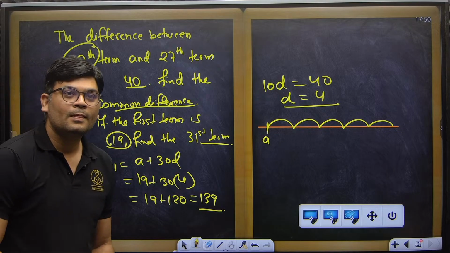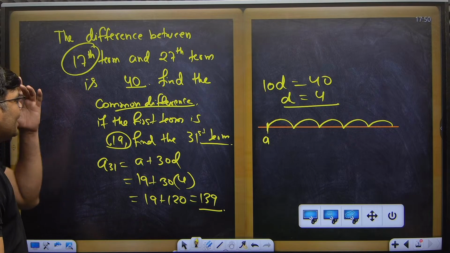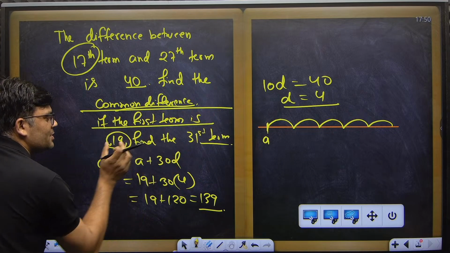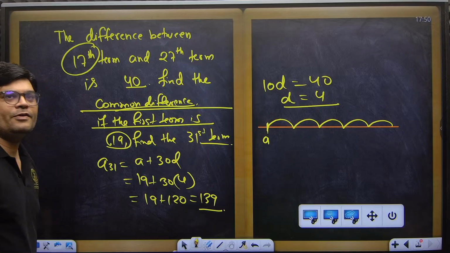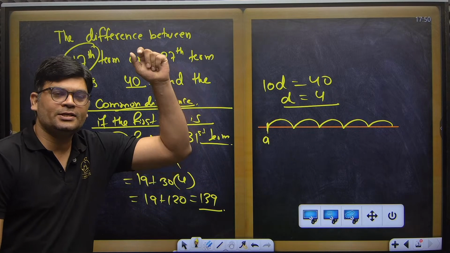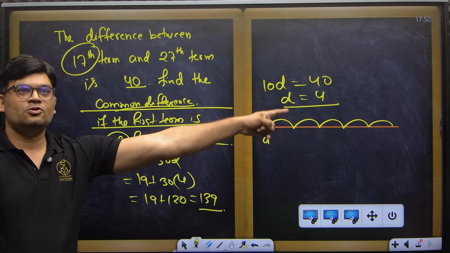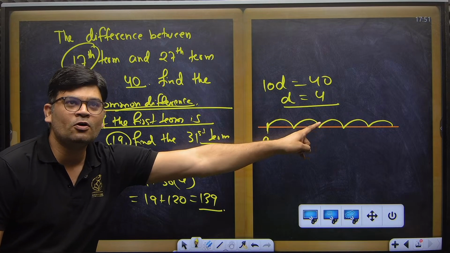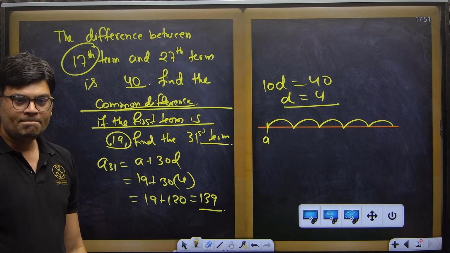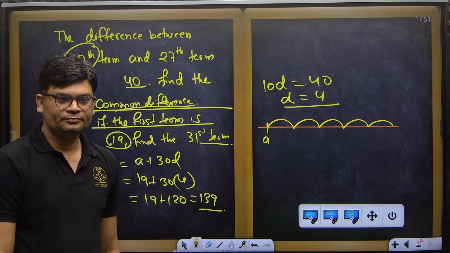Can you repeat the second part of the question? Okay, in the same question, it is asked, if the first term is 19, find the 31st term. To find any term, you need two things. One is the first term, one is the common difference. The common difference was already calculated as 4. Now they have given you the first term, so you can easily find it. Any doubt up to here?